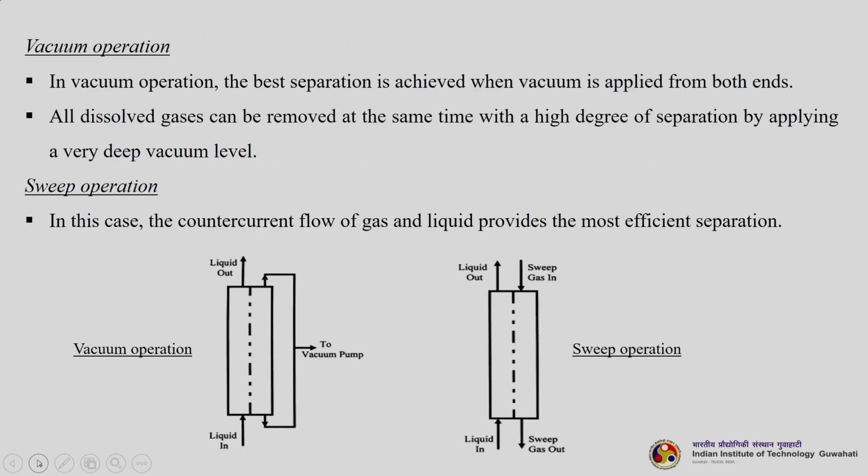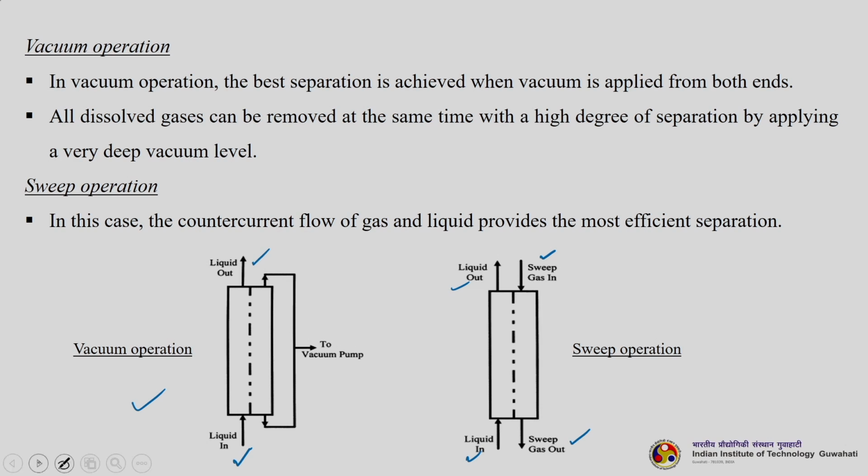In the vacuum-only operation, the best separation is achieved when vacuum is applied from both ends. All dissolved gases can be removed at the same time with a high degree of separation by applying a very deep vacuum level. You can see how it is happening. This is the vacuum operation: the liquid enters here, liquid is out here, and now you vacuumize the entire system, something very similar to pervaporation type of operation. In the sweep gas case, again liquid in, liquid out, and sweep gas in and sweep gas out.